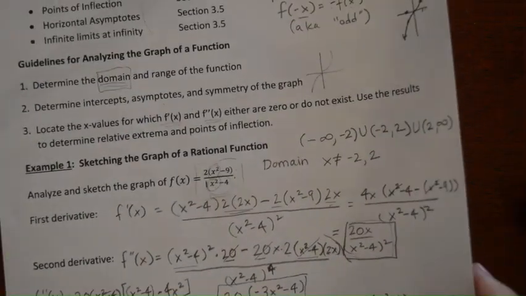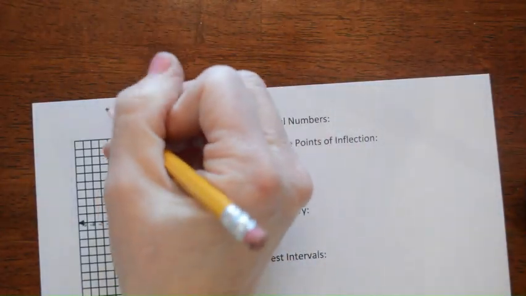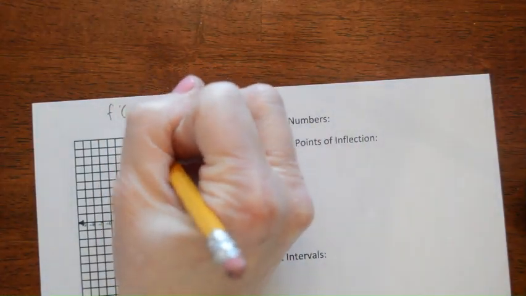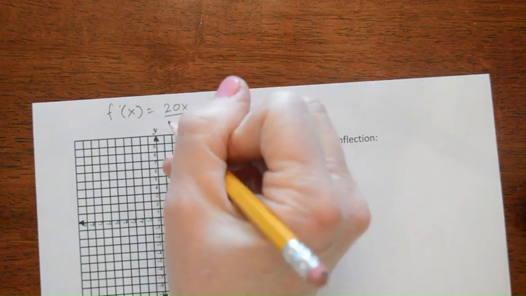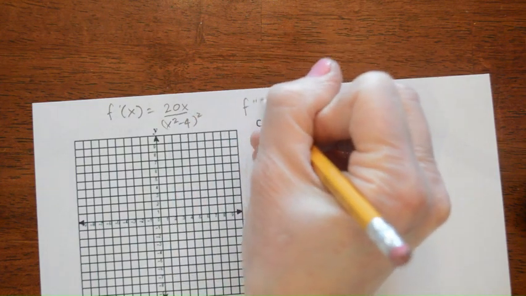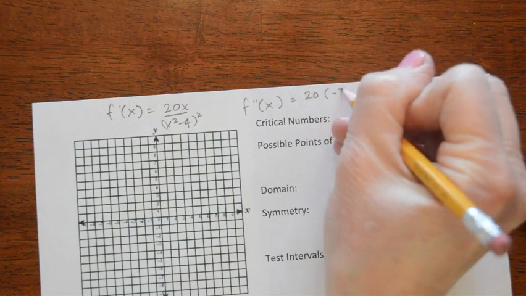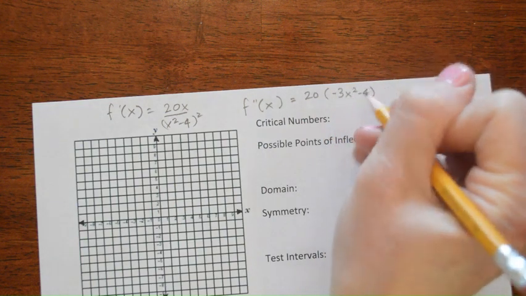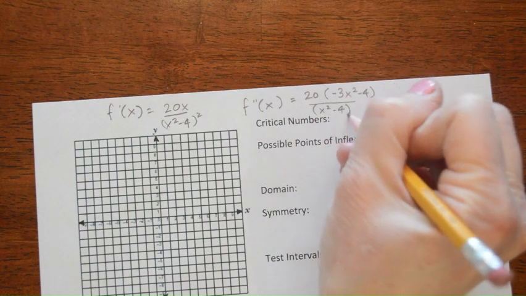Let's go to the next page. And as I do that, I'm going to rewrite what the first and the second derivative are, just so we don't have to keep flipping back and forth. f prime of x is 20x over x squared minus 4 squared. And f double prime of x is equal to 20 times negative 3x squared minus 4 all over x squared minus 4 to the 4th.